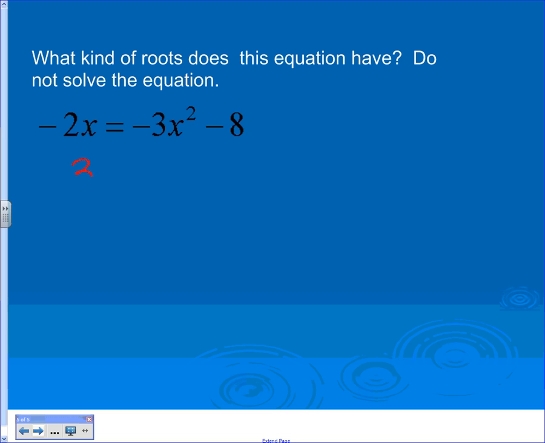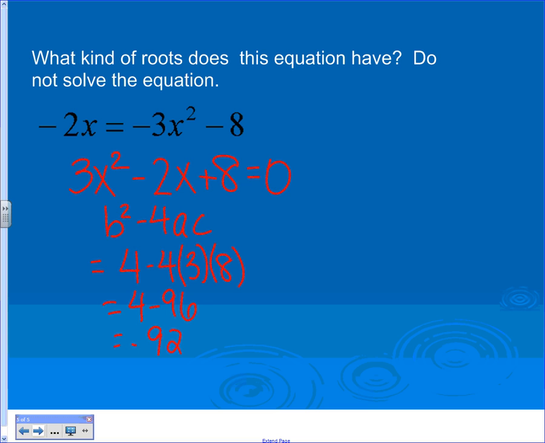Okay, so I get... do you agree now? Yes. Okay, so b squared minus 4ac. What is my b squared? 4 minus 4. What is my a? What is my c? Okay, what do I get? 4 minus what? Which is? Okay, so what kind of roots does this equation have? Two imaginary solutions, two imaginary answers.